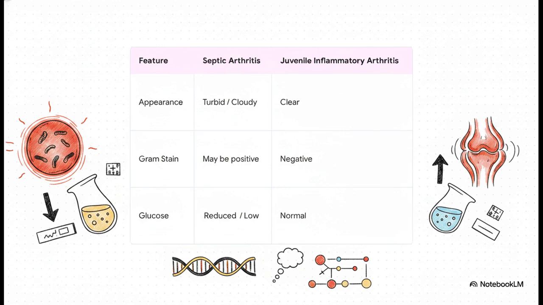Well, the synovial fluid analysis gives you the answer. In septic arthritis, the fluid is going to be cloudy, the gram stain might be positive, and, this is crucial, the glucose will be low because the bacteria are literally eating it. In an inflammatory arthritis like JIA, the fluid is clearer, the gram stain is negative, and the glucose is usually normal. It's a simple test with huge implications.